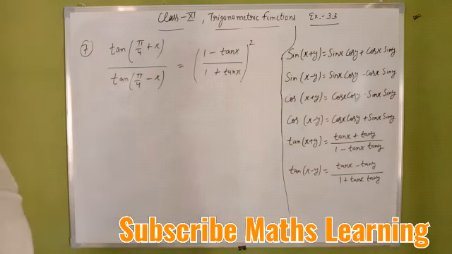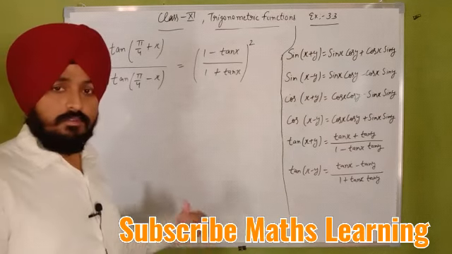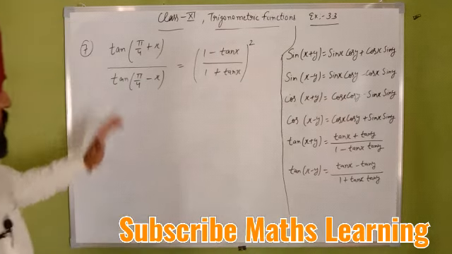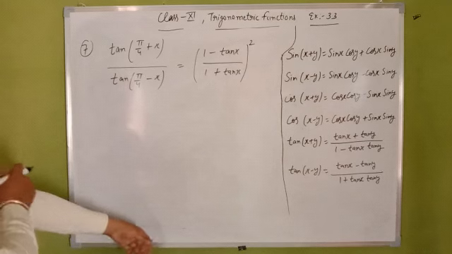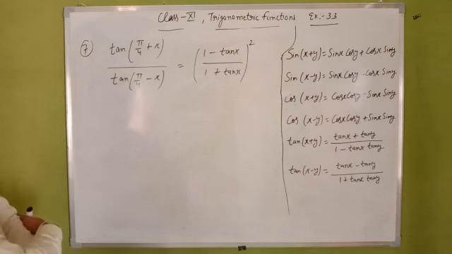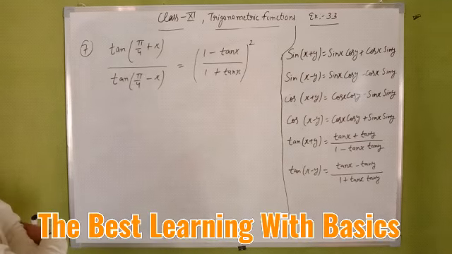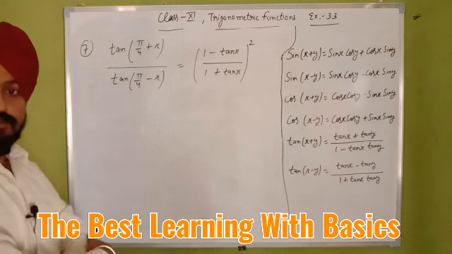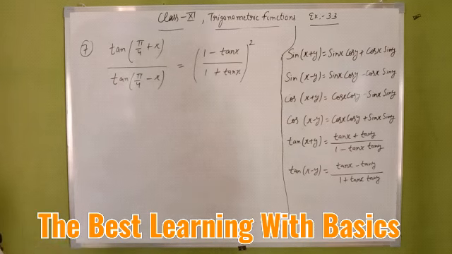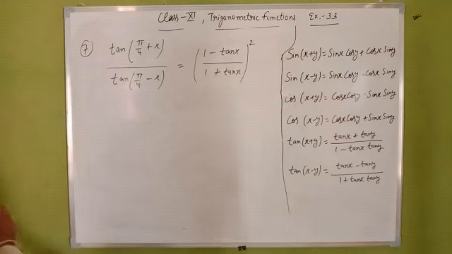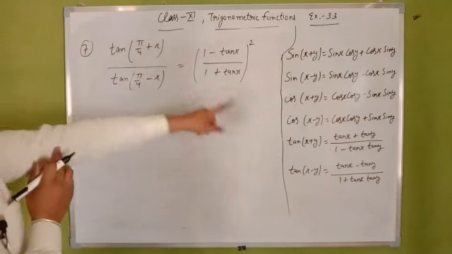Question number 7 is there. So continuous questions will be there from question number 7. On the left hand side they have given you tan(pi/4 + x) upon tan(pi/4 - x). Show that it is equal to ((1 + tan x) upon (1 - tan x)) whole square. So for it we have to focus on the identities there.